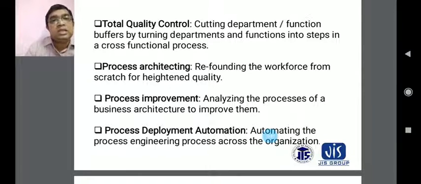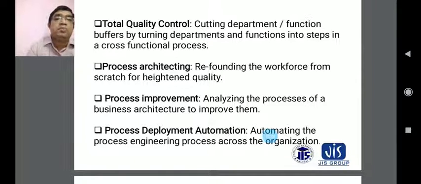And another thing is process improvement. For process improvement, different processes are tried, and after that you finally improve the process, analyzing the process of a business architecture and how to improve it.